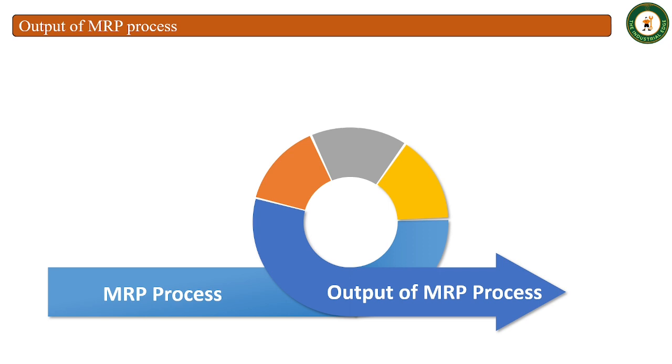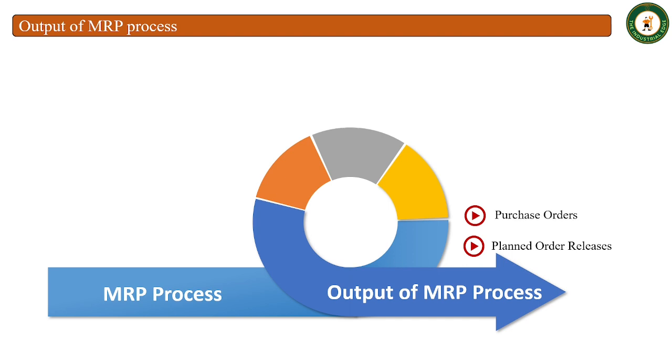The primary outputs of the MRP process include planned order releases. MRP generates planned orders for materials and components based on the calculated requirements. These orders specify when and how much to order or produce to fulfill future demand. Planned orders can be for purchasing from suppliers or for initiating production within the organization.